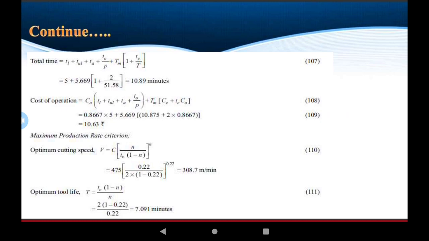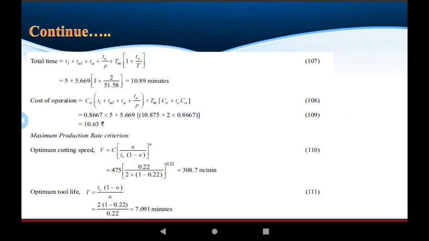Find out the value of the total time of the operation. T1 is the loading time, TU the unloading time, and TA the term of the time. T equals T naught upon P plus Tm plus Tc upon capital T. Putting the value of the total idle time, 5, plus Tm, 5.669, times 1 plus Tc, the tool change time 2, upon the tool life 51.58. Solving this, the total time is 10.89 minutes.